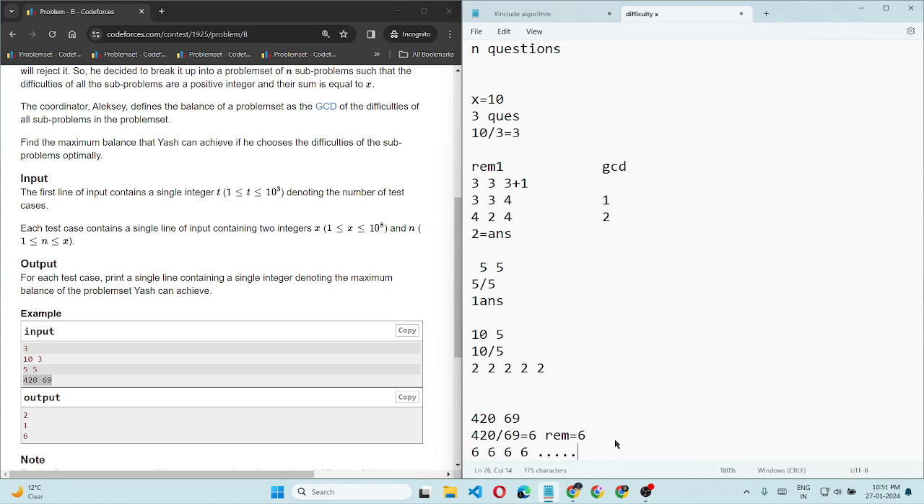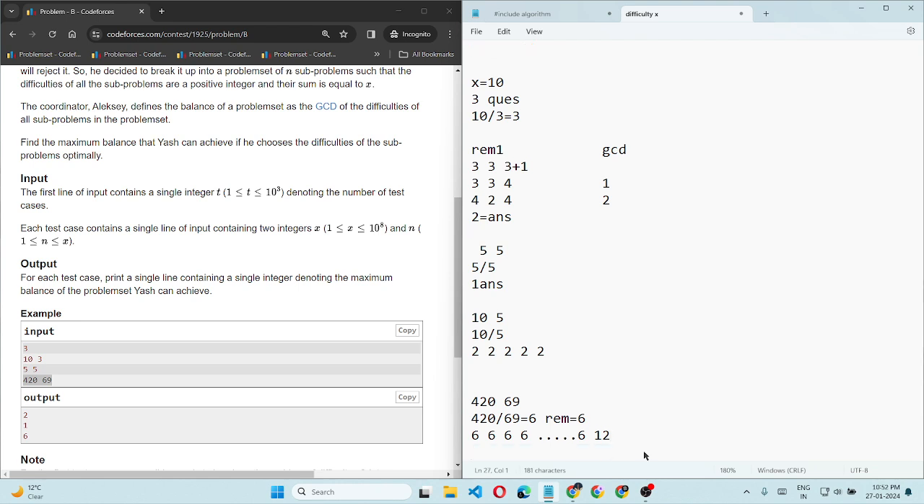Let's say, yep. So now what you can do is, you can add this remainder 6 to any of the questions and make it 12. Now what would be the GCD here? The GCD would still be 6, right? So that is what I have done.